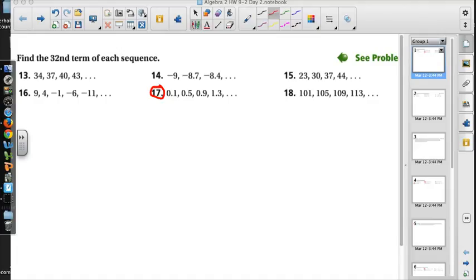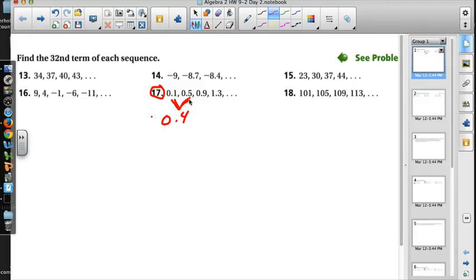So the first thing I would investigate is whether or not this is an arithmetic sequence. So we have 0.1 to 0.5, which means they're adding 0.4. And then 0.5 to 0.9, adding 0.4. And 0.9 to 1.3, adding 0.4. So what I just found was that common difference. And if you have trouble finding that, you can always just take any term and subtract the previous term, and that will get you that difference, as long as they tell you that it's arithmetic.